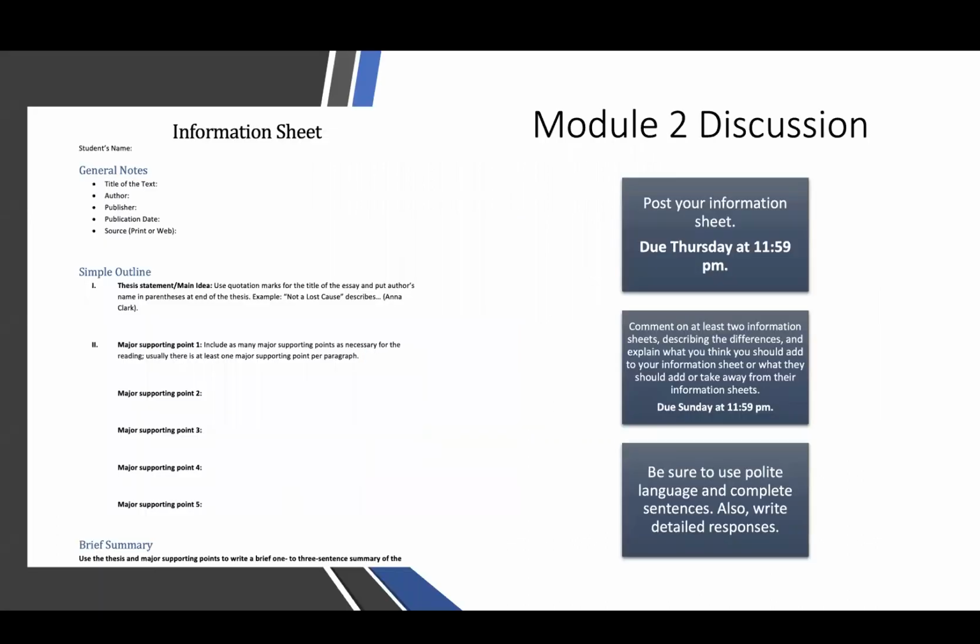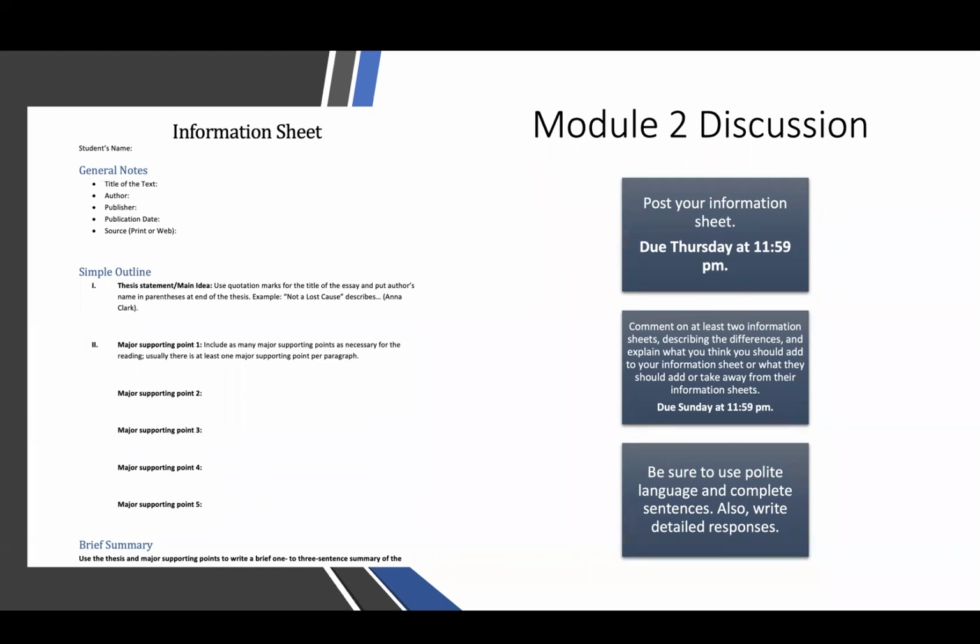So after you've annotated 2 of the essays, the This I Believe essays that are posted in our course, you'll be asked to choose one of those essays that you've annotated and to create what is called an information sheet.